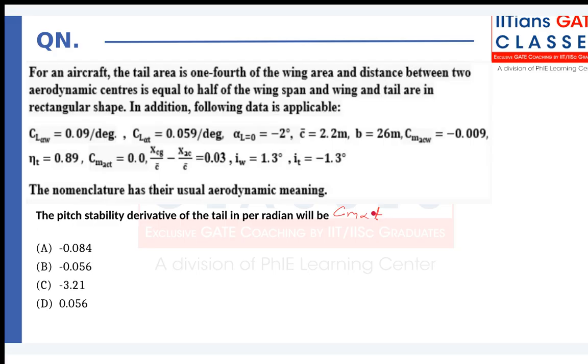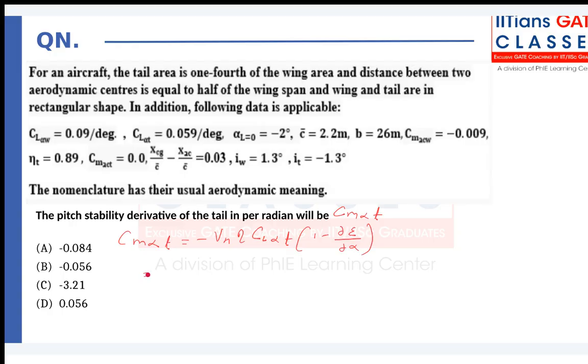Okay, let's see if B is the right answer. We write down the equation: minus VH eta CL alpha tail, 1 minus 2 epsilon by 2 alpha.